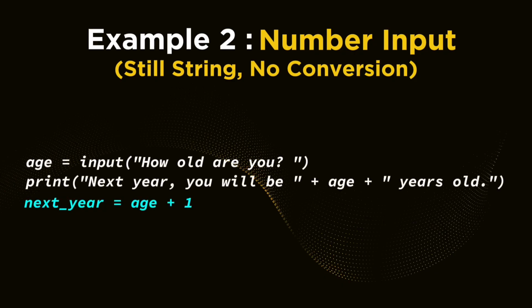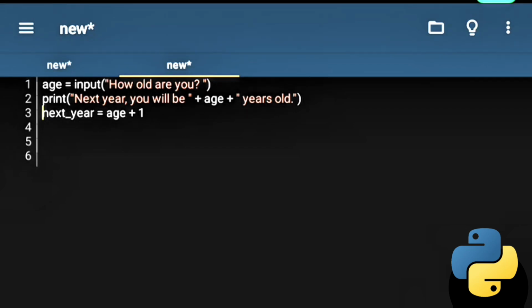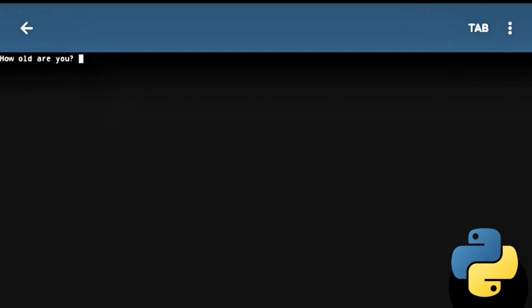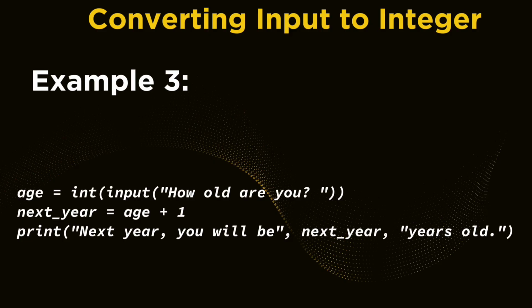So, if you want to do math with the user's input, Python gives an error. For example, if we try to create a new variable, next year, in which we store the value of age plus 1, Python gives an error. Let's see how this program works when we run it. So you need to convert it using int like we did here.